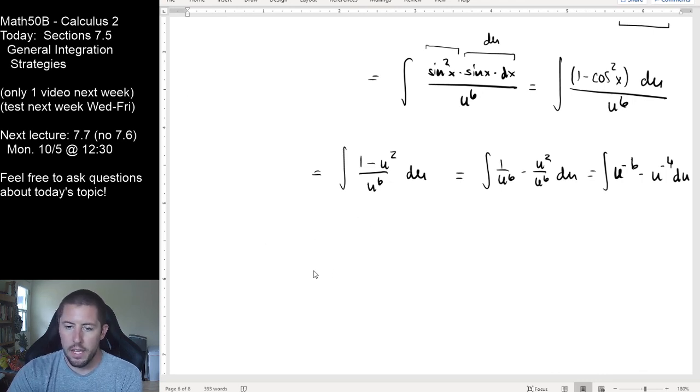So now I think I should be getting here. We're going to add 1 to the power because we're integrating. So the power is going to become negative 5. But if I were to take the derivative, it would pop down a negative 5.